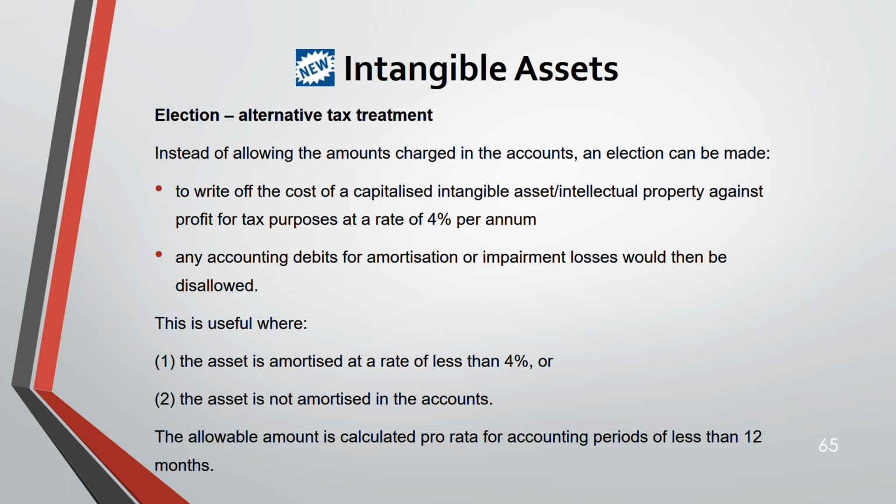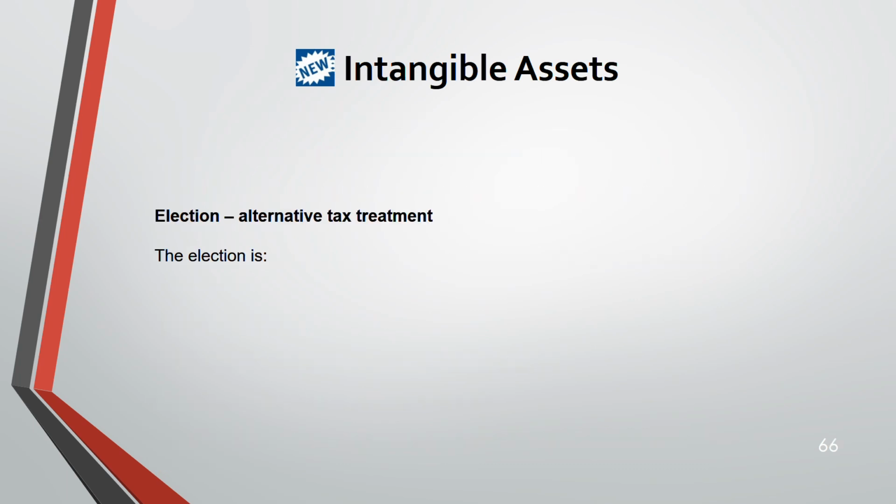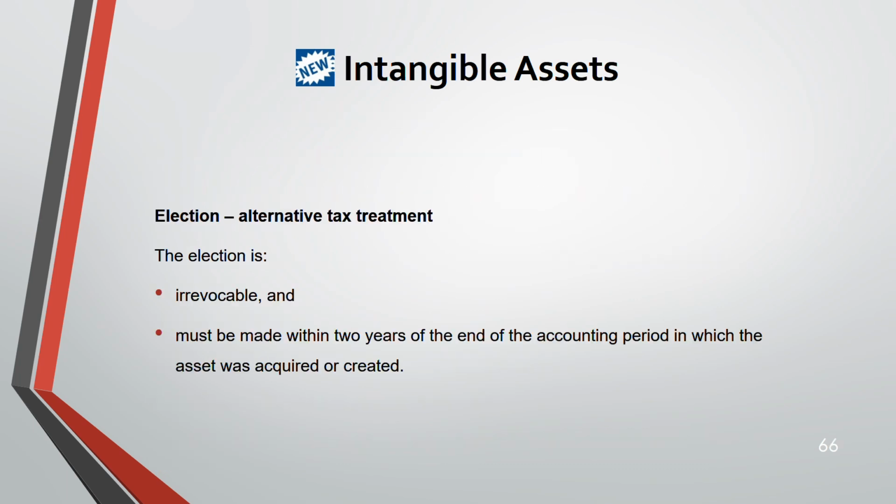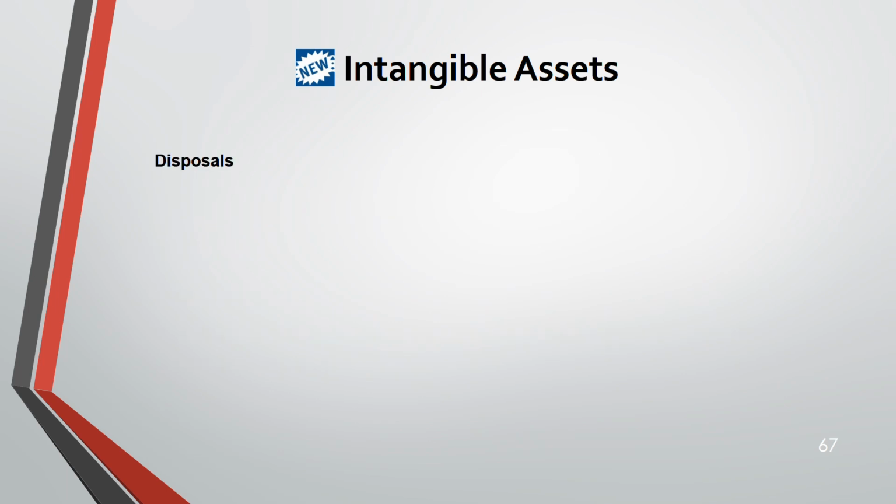So the allowable amount is calculated pro rata for accounting period less than 12 months. If it's 9 months, then it will be 9 months. Now, the election is irrevocable, you can't change it, and it must be made within 2 years of the end of the accounting period in which the asset was acquired or created. Before moving on to disposal, let us do questions.